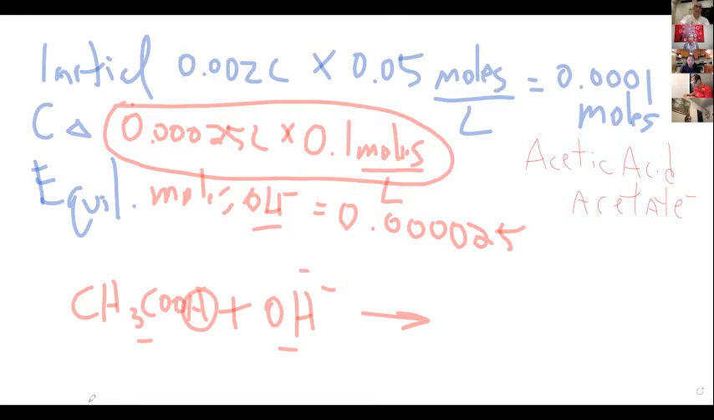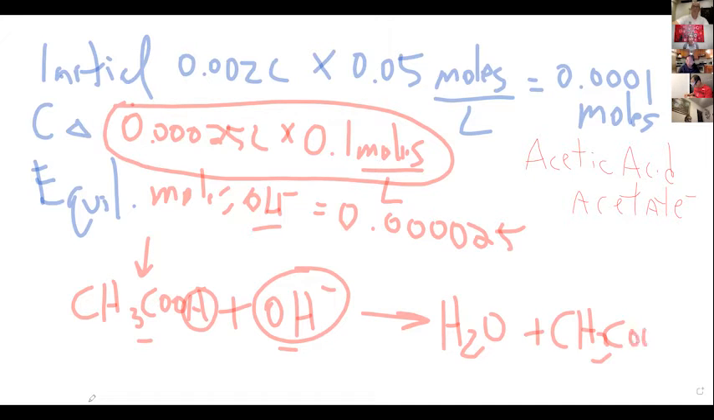That proton reacts with this hydroxide ion and makes water. What's my other product? The conjugate base, which is acetate. And there is a 1:1:1:1 ratio. What does that mean? It means for every 1 mole of acetic acid and 1 mole of hydroxide ion, I make 1 mole of water and 1 mole of acetate ion.